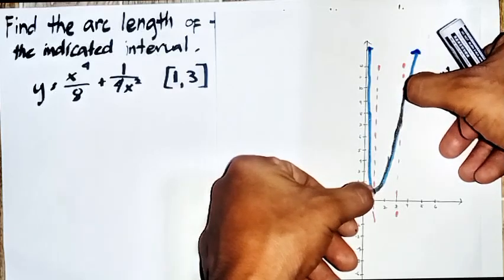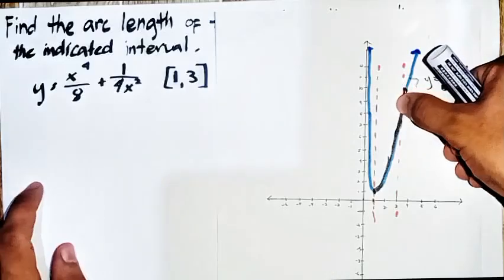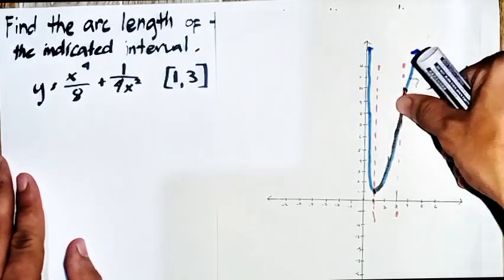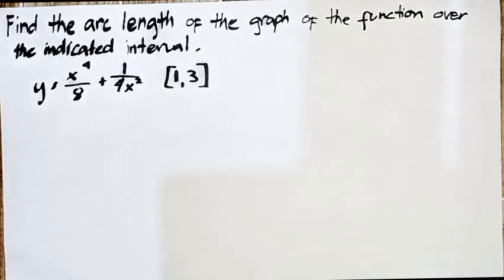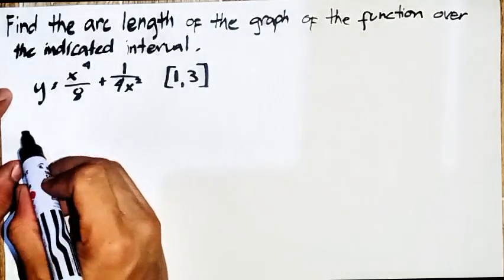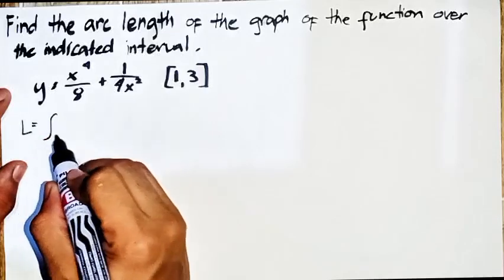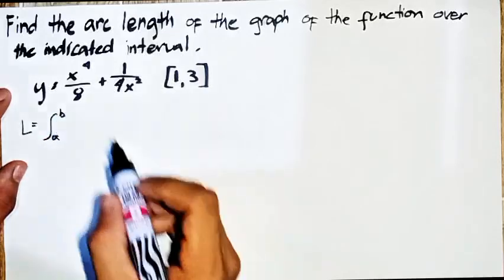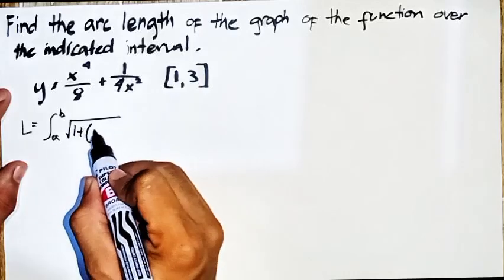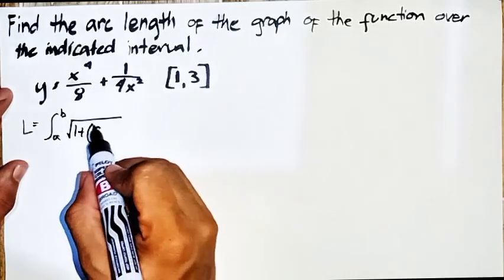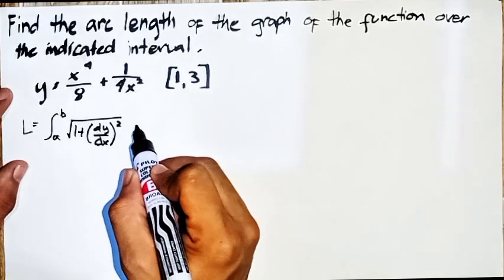So, to find the length of this arc, we need to use the formula for finding the length of an arc. So the formula for finding the length of an arc is: length is equal to the integral with lower limit a and upper limit b of the square root of 1 plus our derivative dy dx squared dx.